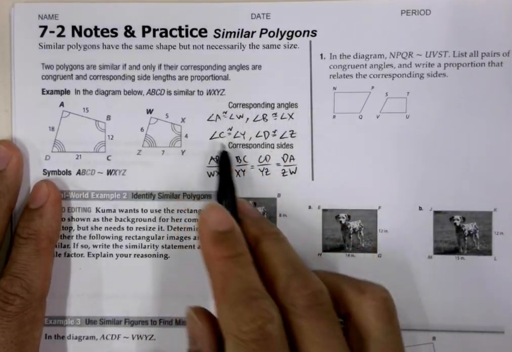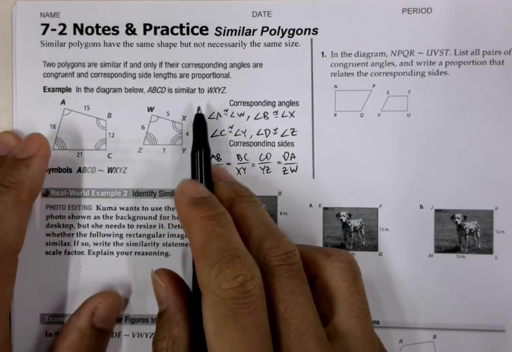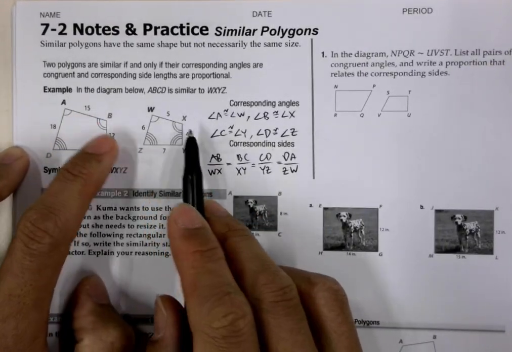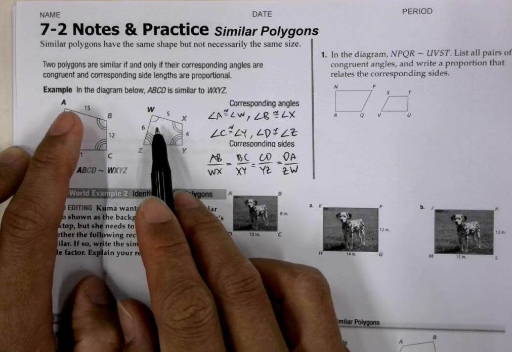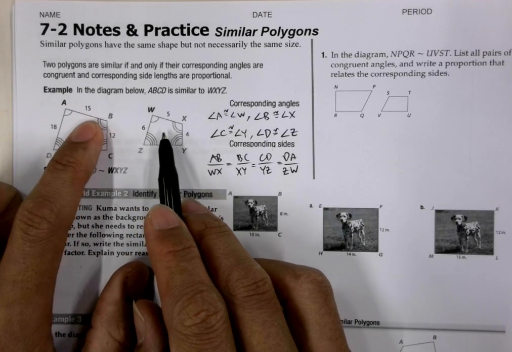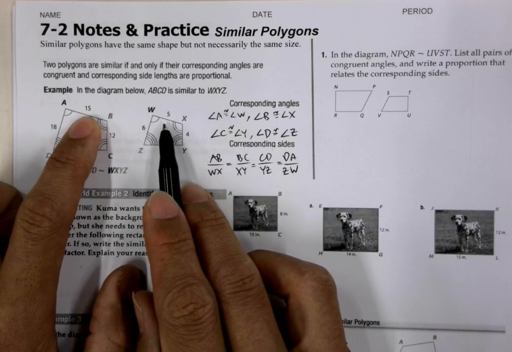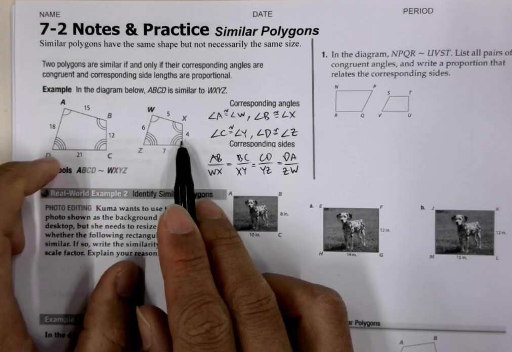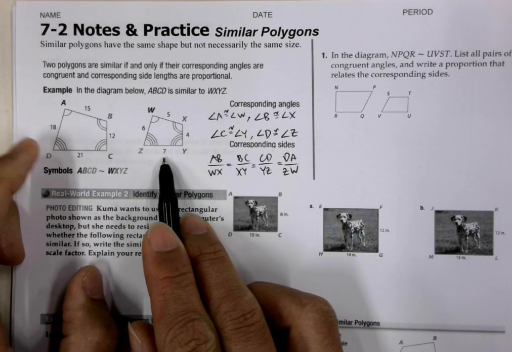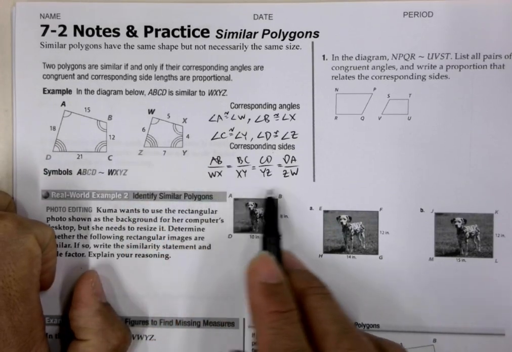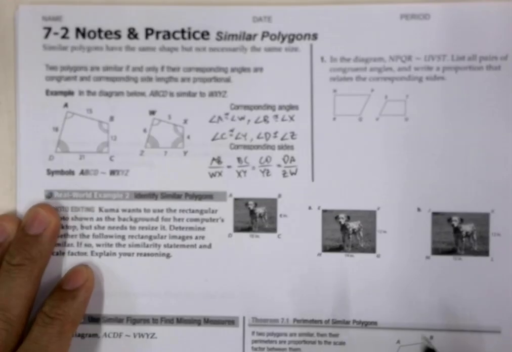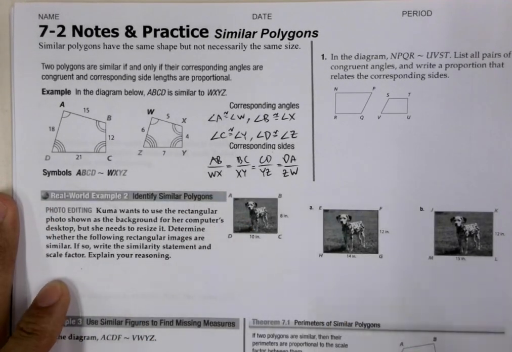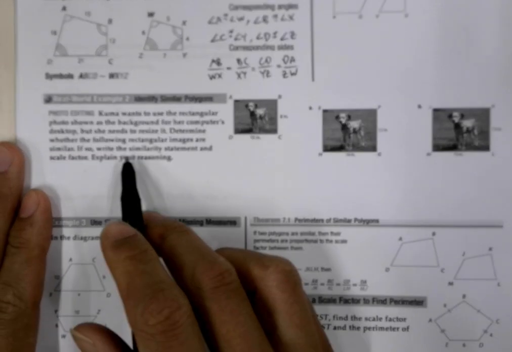So we could say all the angles are congruent, and if we're given that they are similar, then all the corresponding sides are proportional. We could write the ratio that this side over this side is equal to this side over this side, and that's equal to this side over this side, and that's equal to this side over that side, which is what we have here. Okay, and we can use this property of similar polygons to solve problems. So let's go ahead and look at the first problem here.